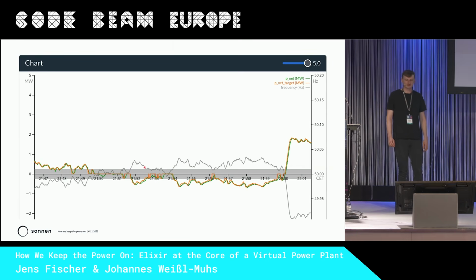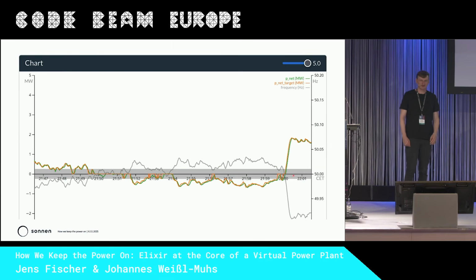So our batteries charge from the grid. The batteries get fuller. We take energy off the grid to stabilize it. Yeah, the orange line is what we should do, and the green line is what we did. All good, close together. And then at 10 p.m.